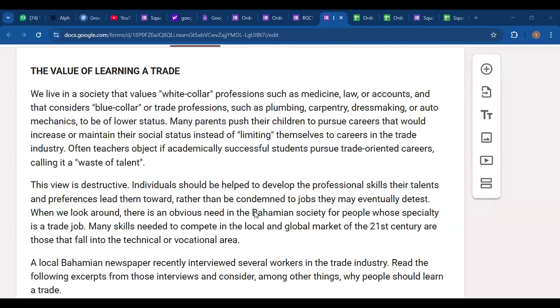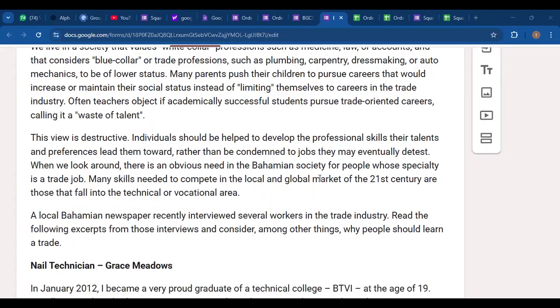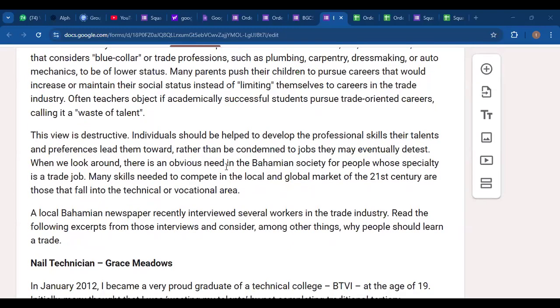Very good. Thank you. Go ahead, Samaya. Samaya, are you there? Samaya, can you hear me? Yes. Okay, read the second paragraph.